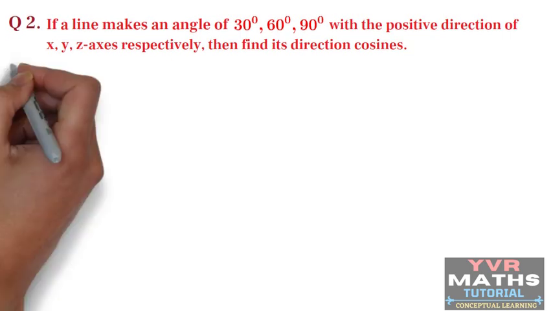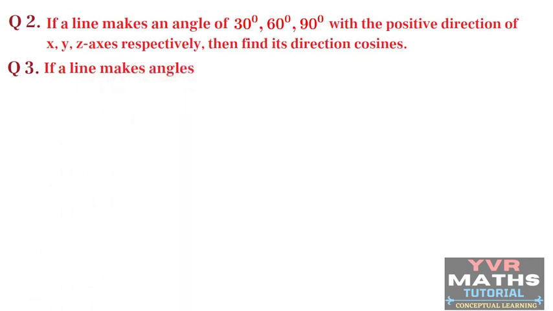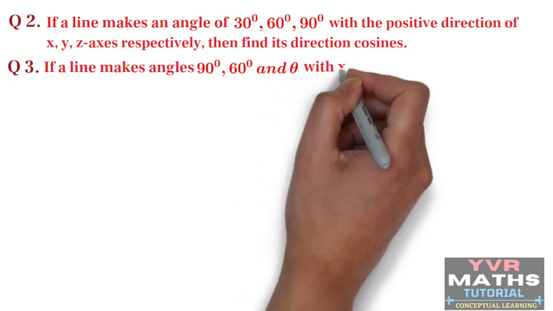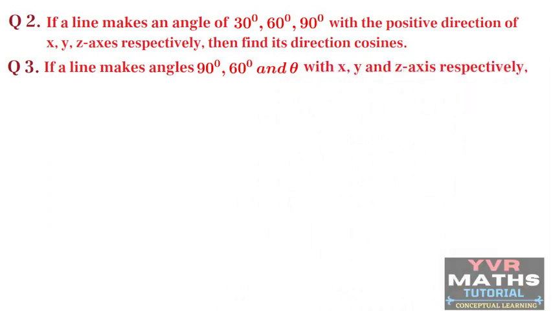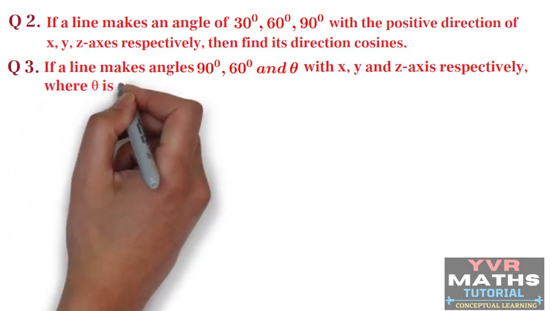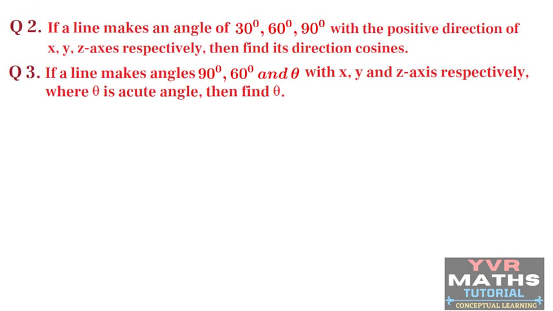So now let us take third question. If a line makes angles 90 degrees, 60 degrees and theta with x, y and z axis respectively, where theta is acute angle, then find theta. So what they given here? They given direction angles. But out of these three direction angles, one angle is unknown value, unknown angle, theta.